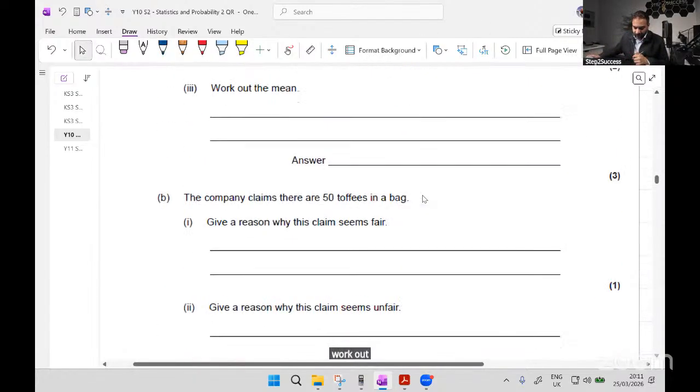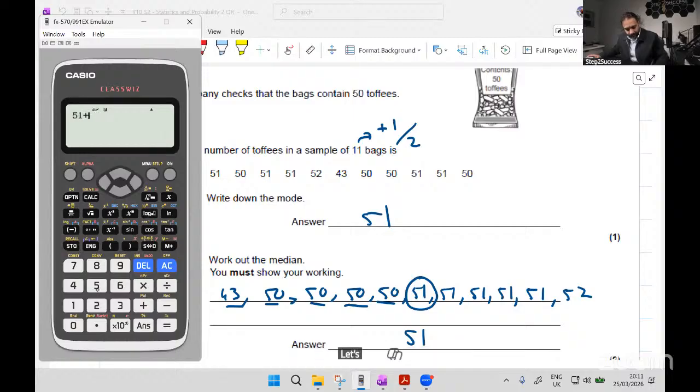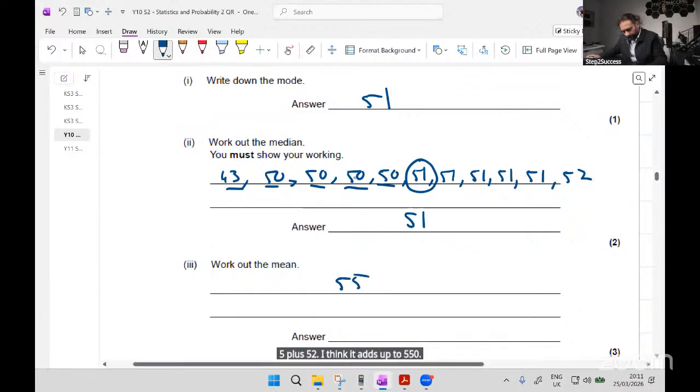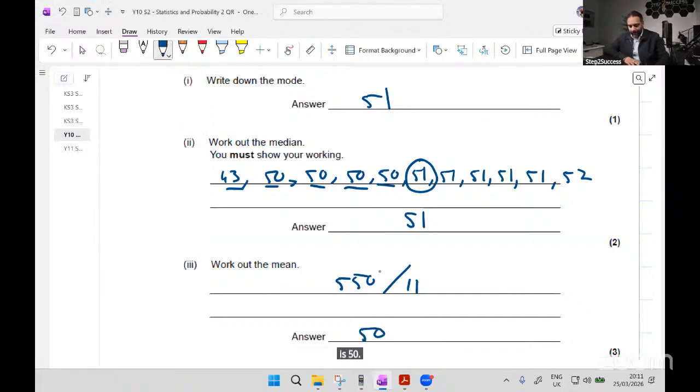Work out the mean. Ugh. Add them all up and divide by 11. Let's do it quickly. What I could do is 43 plus 50 times 4 plus 51 times 5 plus 52. I think it adds up to 550. And there's 11 of them. 550 divided by 11 is 50. Okay, the reason I did all that was for this next question.